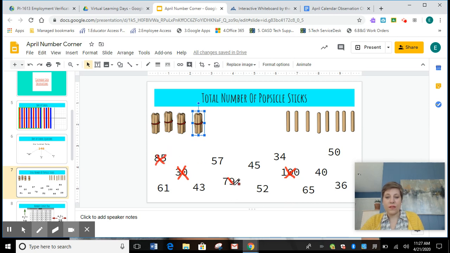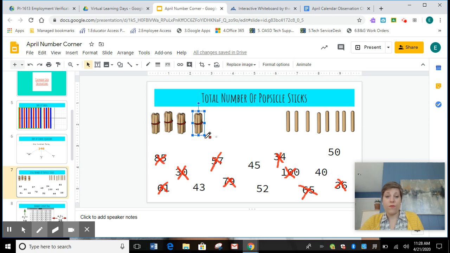85, 79, 65. I'm hearing some friends saying, I don't think it's going to get to the 60s at all, and not even probably the high 50s. We know there's more than 4 sticks there, so 34 and 36 are too small.